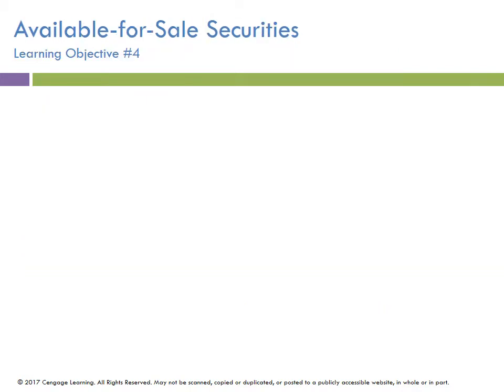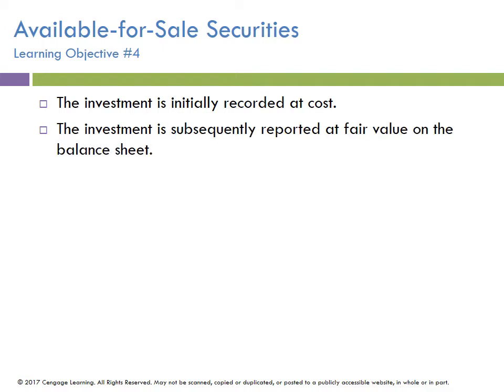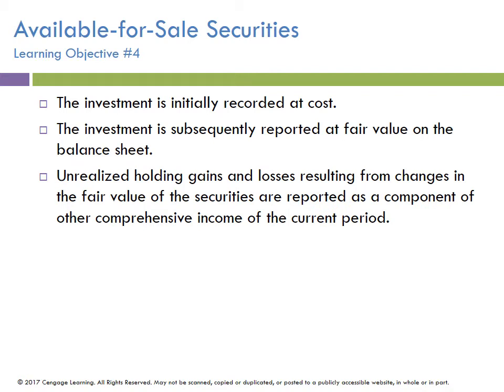The last category is the available for sale securities. Now, whether you're buying debt or equity, the investment is usually recorded at cost. The investment is subsequently reported at the fair value, whether it's debt or equity. Any unrealized holding gains or losses due to changes between carrying value and fair value are reported as a component of other comprehensive income, as in this class and this book. However, going into 2018, this category has been eliminated. But you want to learn about it. You never know when it could come back.